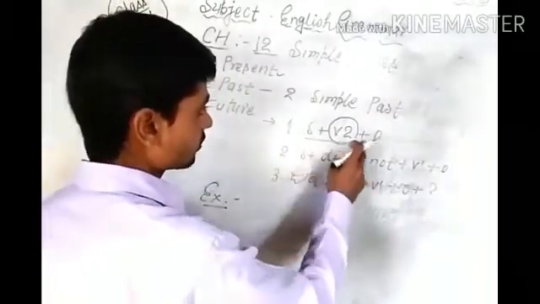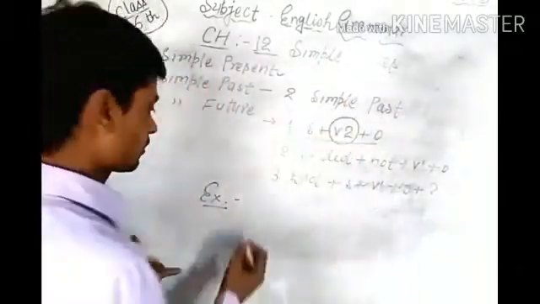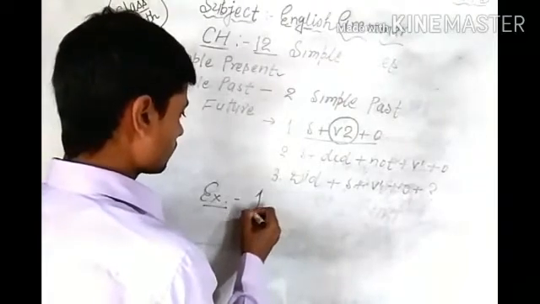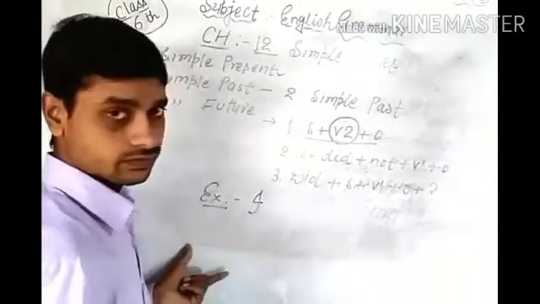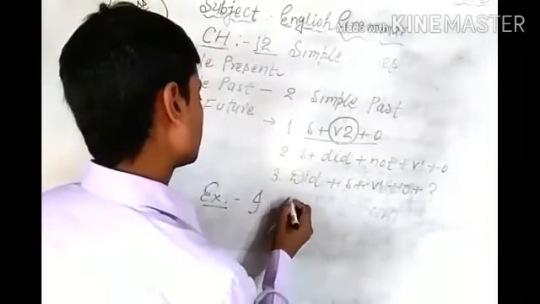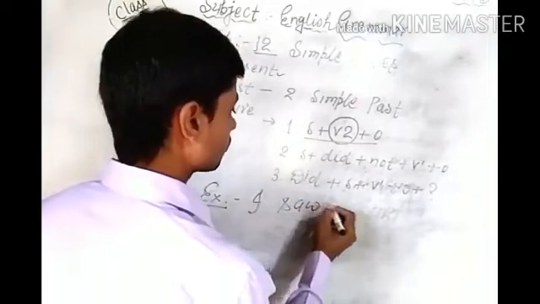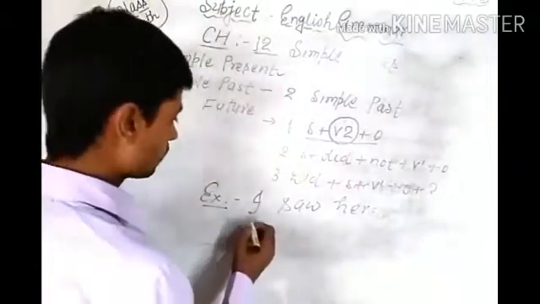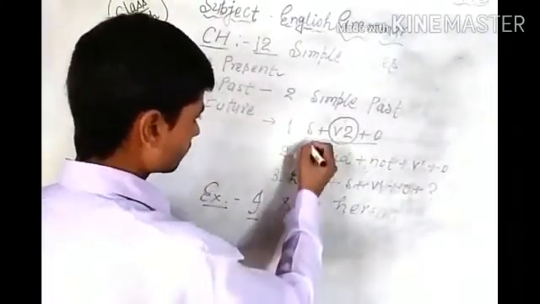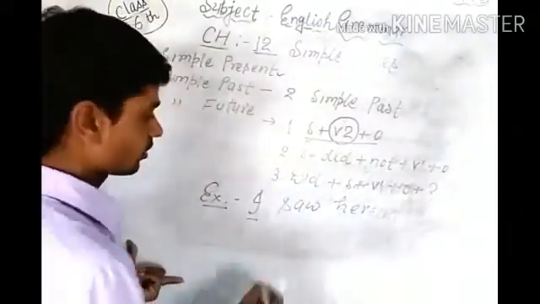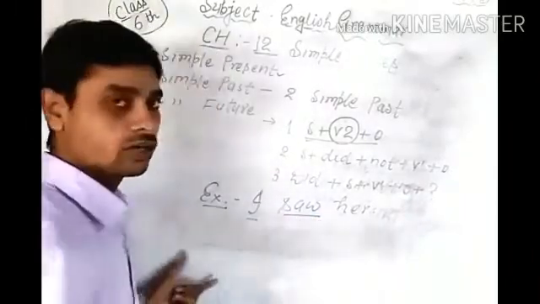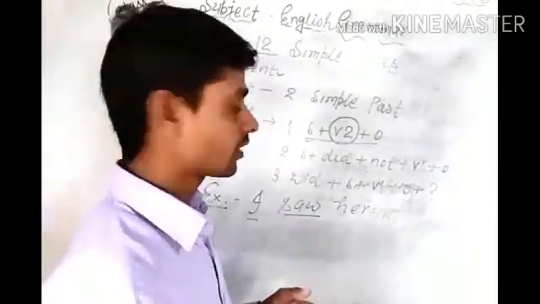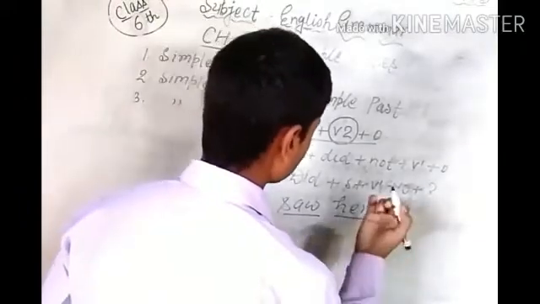First structure: subject plus verb 2 plus object. Look here, suppose that you have to write: I saw her. Look at this sentence. I is the subject that is given in the structure, and saw is verb 2 of see. See means dekhna, and here her is the object.